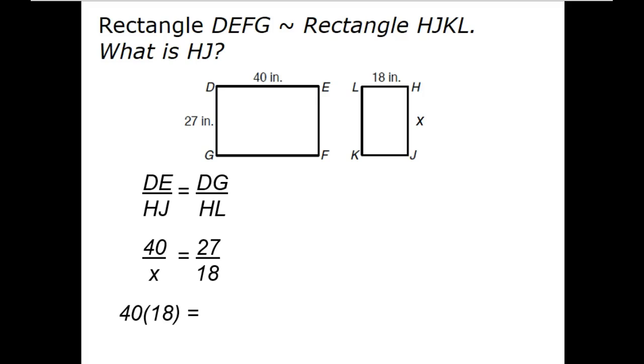40 times 18 equals 27 times x. Now, there are different ways to approach a proportion. You can treat it like an equation. That's just how this one was done. When you're doing the multiplication and they're just two numbers like this, use parentheses, or you can use the little dot for times. That's fine if there's just one term.